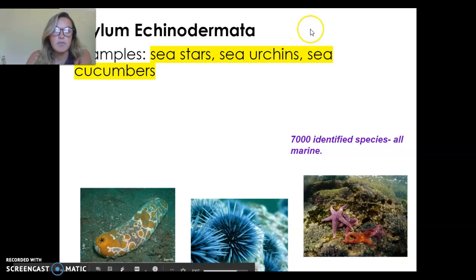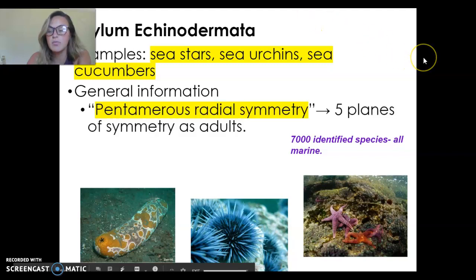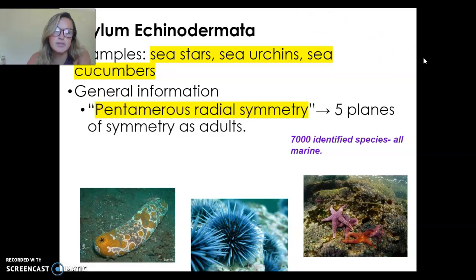All right, so when we were talking about echinoderms, echinoderm basically just stands for spiny skin. So a few of our examples would be sea stars, sea urchins, and sea cucumbers. A little bit of general information about these is that they have something referred to as pentamerous radial symmetry, meaning that they have 5 planes of symmetry as adults. So if you think back to when we did Intro to Animals, we talked about pentaradial symmetry, or radial symmetry, so being divided out from that central axis. And that's what these echinoderms fall under.